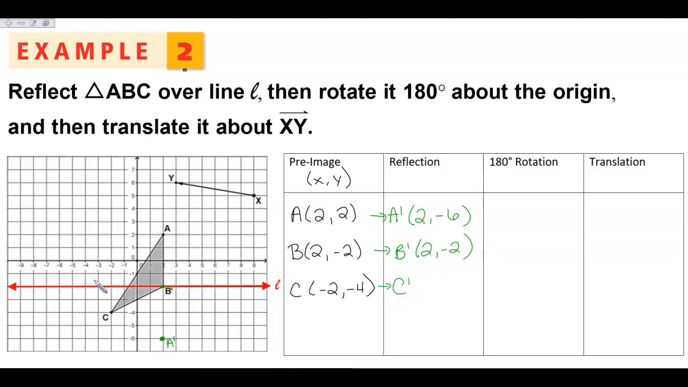And then we're going to take a look at C prime. C is 2 below the line, so to reflect it, I have to go 2 above the line. That's going to put me right here with my C prime. That is going to be the point -2, 0. Again, I'm going to dot my line, and I'm going to draw that triangle in.